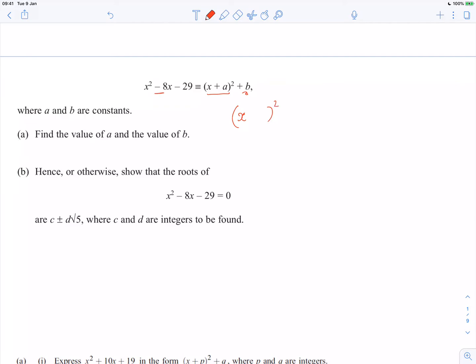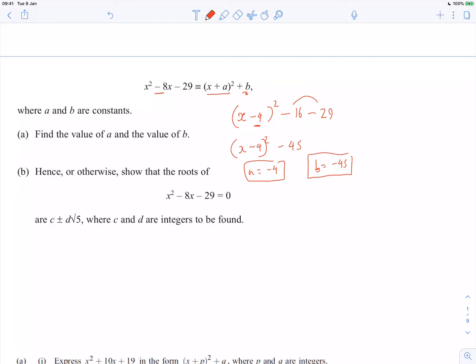I halve the minus 8, which is minus 4. Then I always take away this term here, which is 4 squared, 16. And then I bring down the minus 29. So what am I going to have? I'm going to have x minus 4 all squared. And minus 16 minus 29, I believe that's minus 45. So the value of a is minus 4, and the value of b is minus 45.